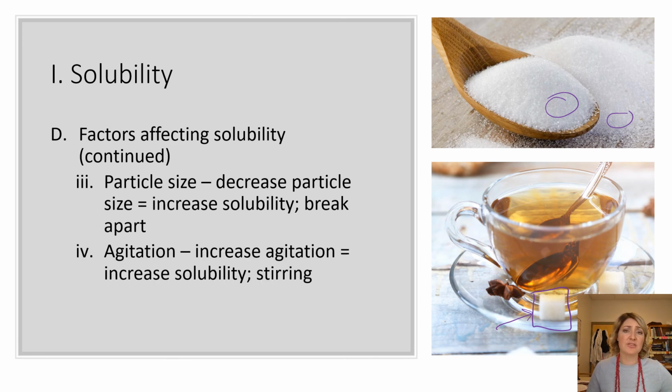The last factor that affects solubility is agitation. So when you increase agitation, you're going to increase the solubility. So again, something I can do if I want to really get my sugar to dissolve in my tea is I'm going to stir it a bunch. I'm going to increase that agitation, stir it. That's going to increase my solubility as well. So think about your hot tea or your coffee. If you want that sugar to dissolve, you're not going to let it just sit there at the bottom and wait for it. You're going to stir it, and that will help your solubility.